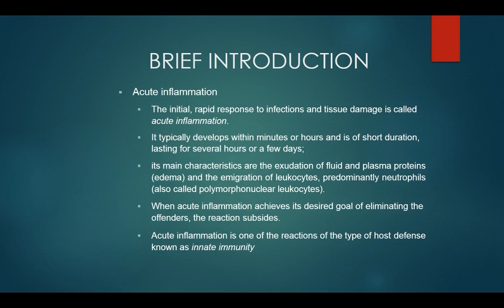So it will cause edema and emigration of leukocytes, predominantly neutrophils, also called polymorphs. So there are 2 kinds of leukocytes, polymorph and monomorph. Polymorphs are your neutrophils, basophils, and eosinophils. These 3 are the polymorphs, and the monomorphs are monocytes and lymphocytes.